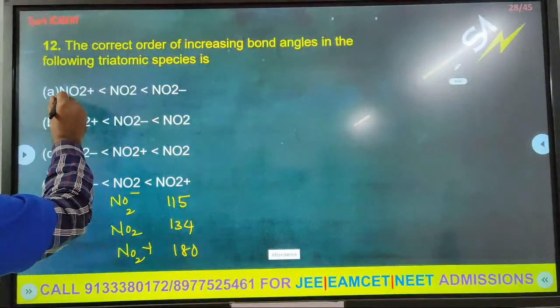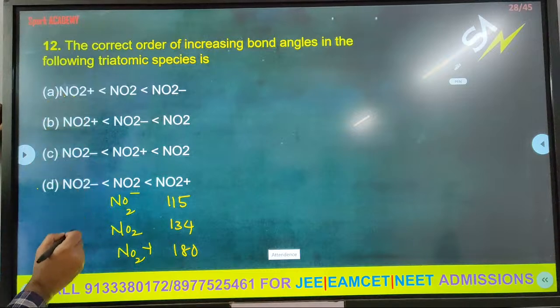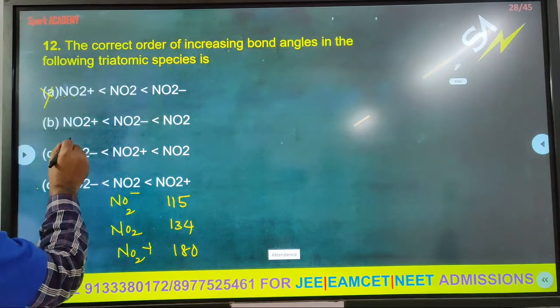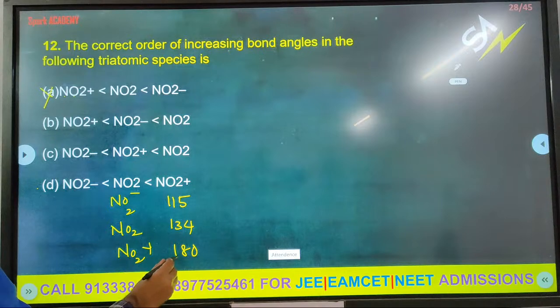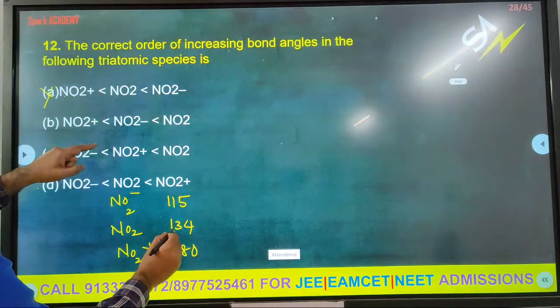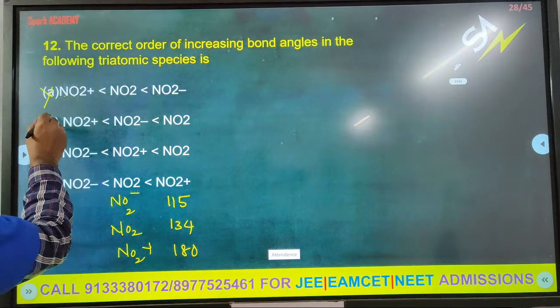See, NO2, nitrogen and oxygen. So these are triatomic molecules. Here the first one, NO2 plus, is 180. So it is not increasing order, it is decreasing order, wrong. Next, NO2 plus 180, this also is 180. NO2 134. B is the correct option? NO2 minus is less, so B is wrong.